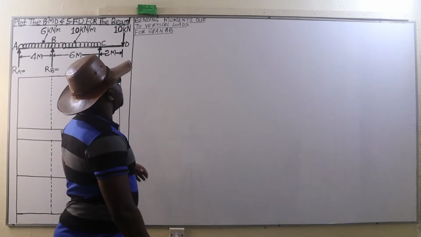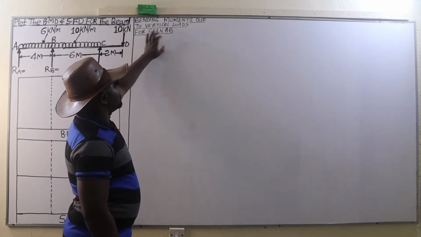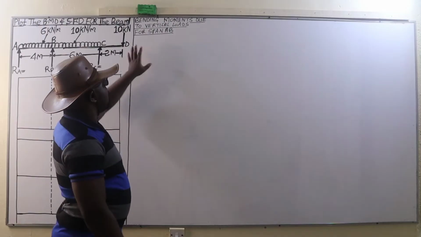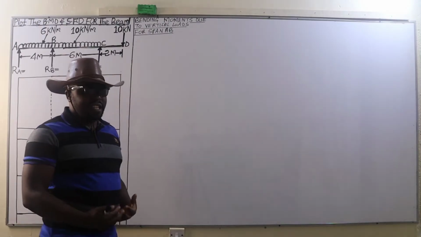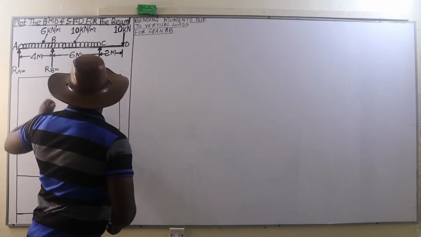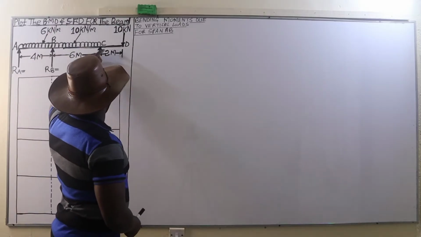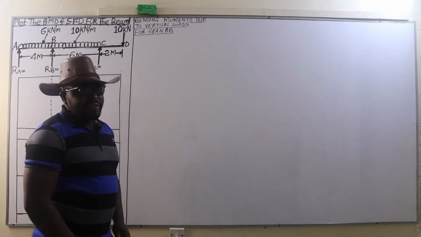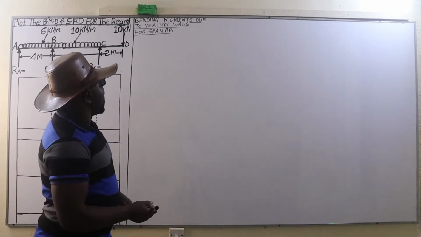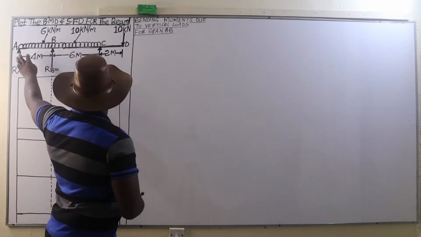Now we are going to begin with bending moments calculations due to vertical loads. And in this case, when we talk about the vertical loads, between the span A and B, we have a UDL of 6 kilonewtons per meter. Between span B and C, we have a UDL of 10 kilonewtons per meter. And we are going to begin with the span AB.